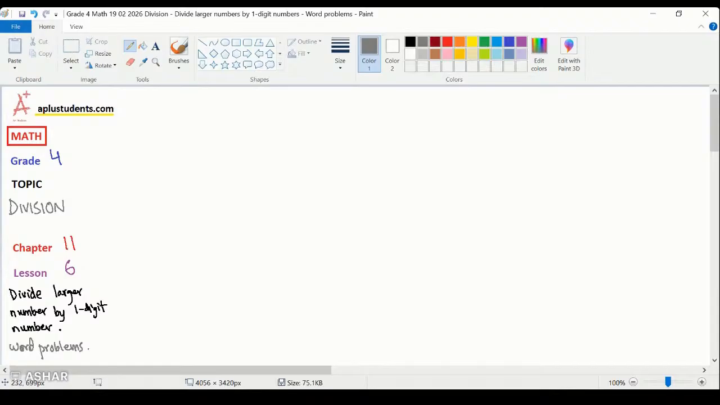Okay, let's go to the topic. Let's go to grade 4 maths, chapter 11, lesson number 6. Let's see what the first question is asking us. Let me just copy it on the screen. So the question number 1 that we have is this, and let's resize.